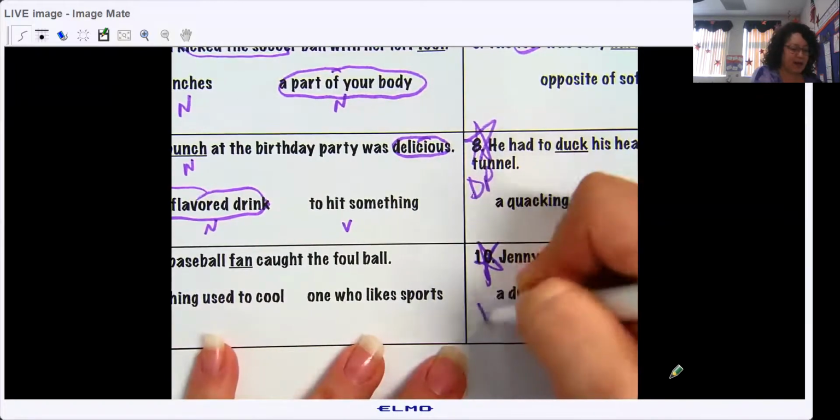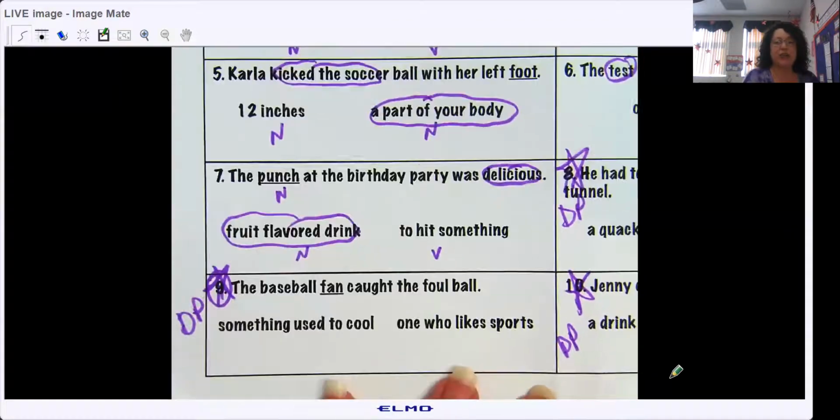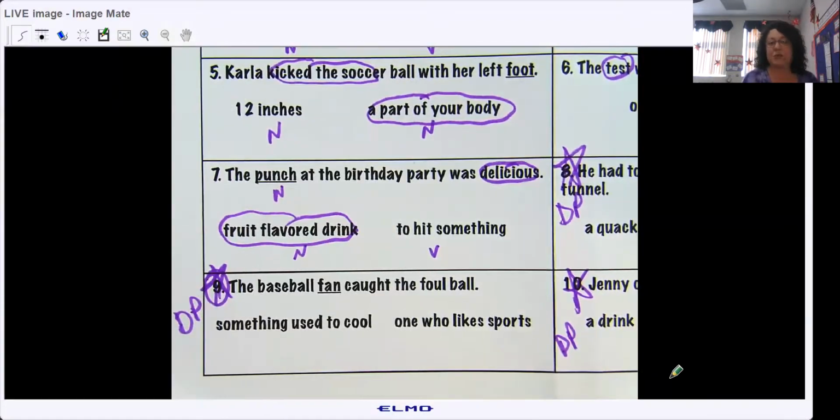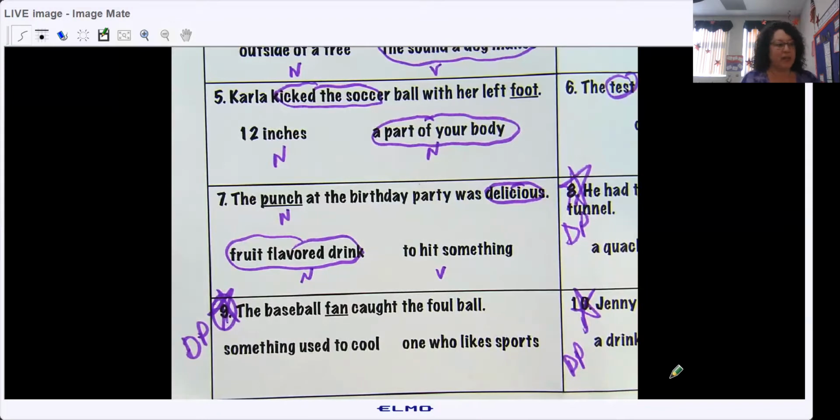8, 9, and 10 are your three DPs, okay? 8, 9, and 10. You don't have to type in the clues unless you want. You just type in the answer, which phrase matches the underlined word, and you should be good to go. After that, if your parents think you need a little bit more practice, you have an optional Your Turn Book page. I put the page number in Schoology. You don't have to do it, but if your parents want you to have some more practice and have something else to do, you may certainly do that, okay?